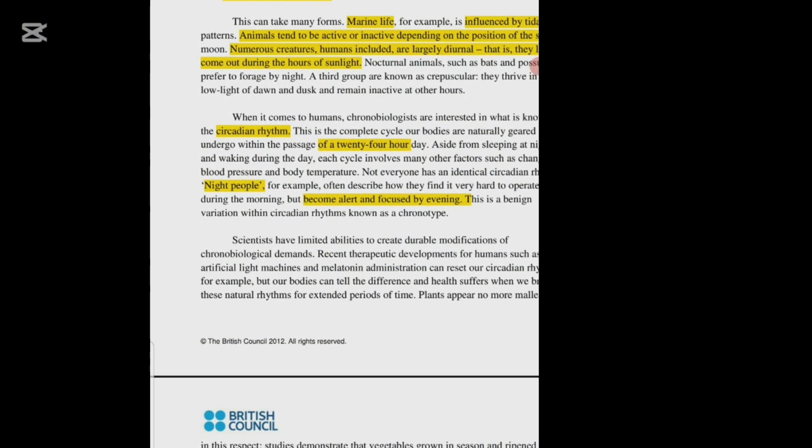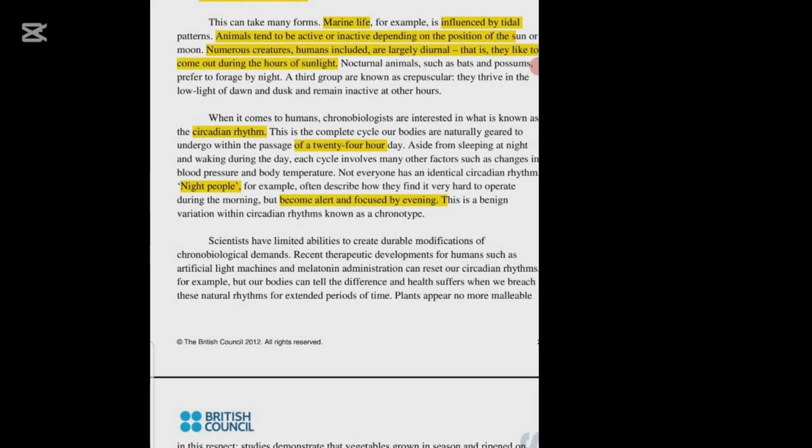Scientists have limited abilities to create durable modifications, which points to treatment. So I'm thinking there's a pointer to what we're looking for. Okay, I've seen something better.